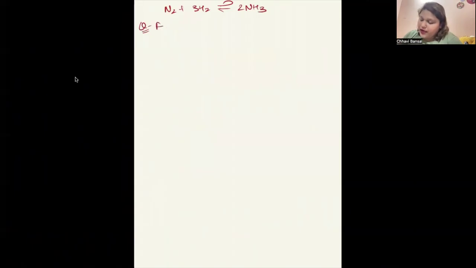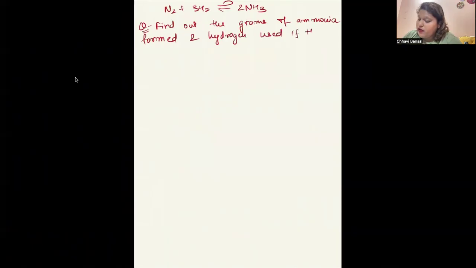Question. Find out the grams of ammonia formed and hydrogen used if the grams of nitrogen present is 56 grams. Okay.